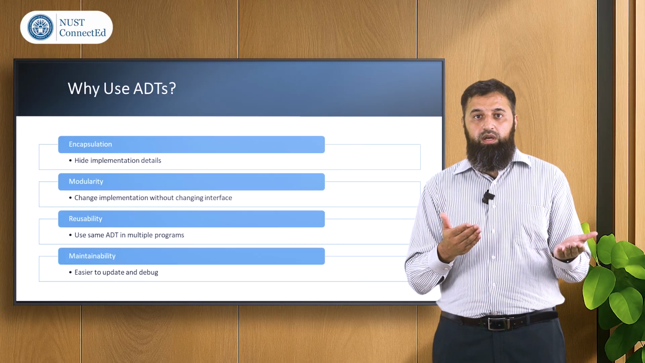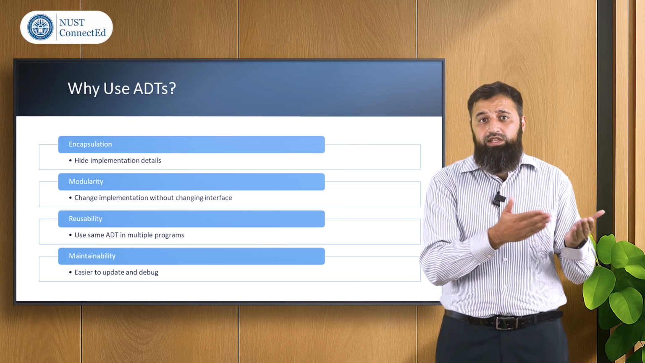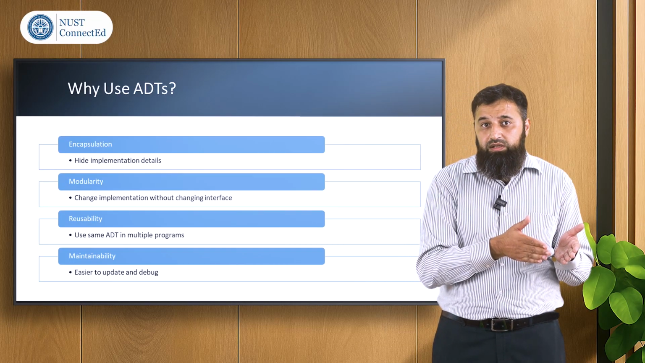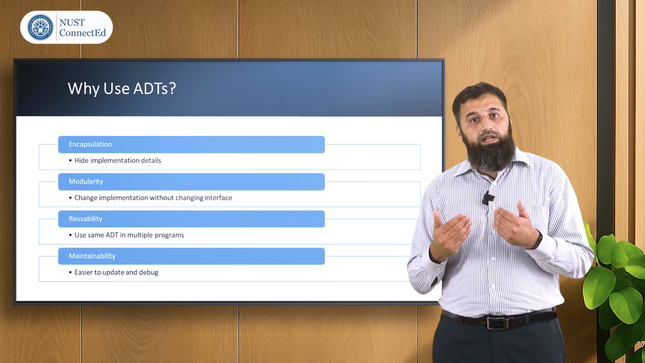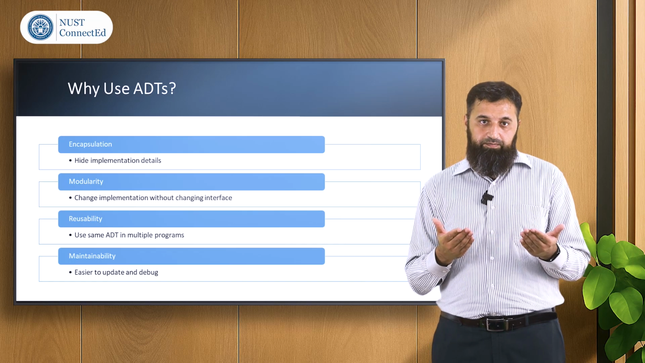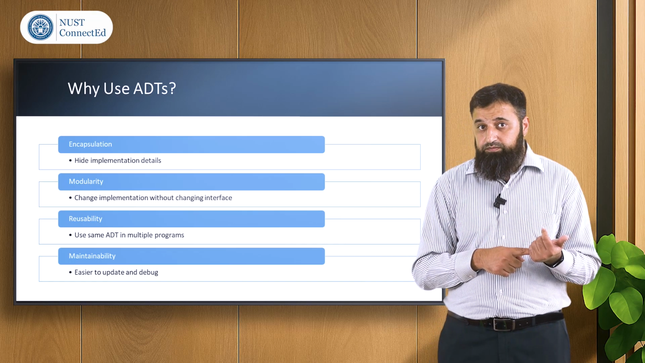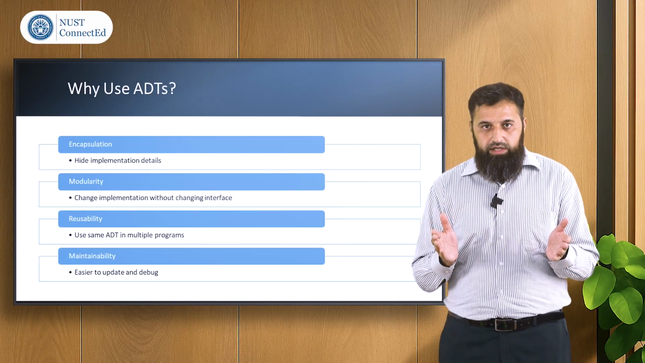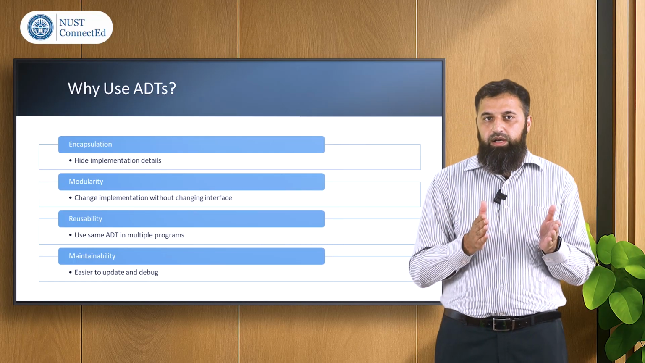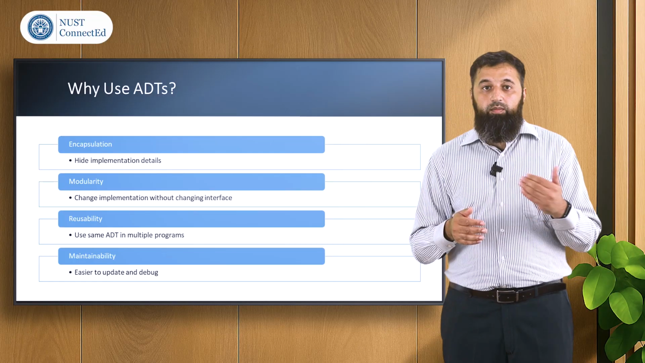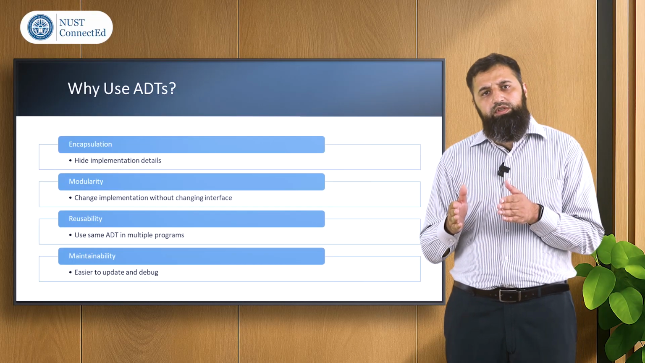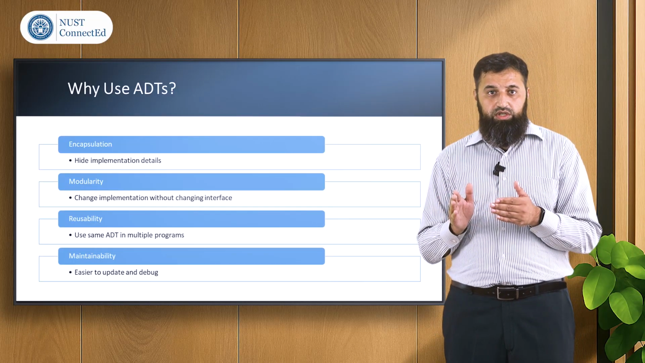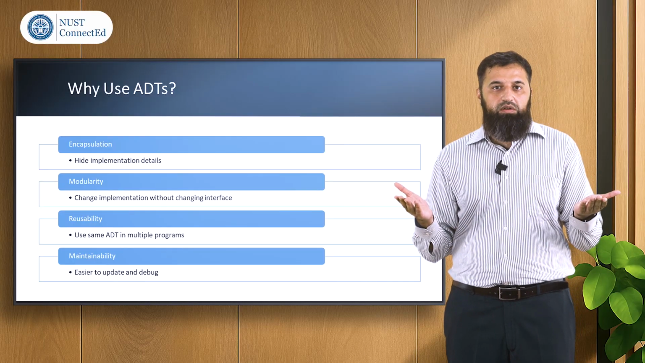Why should we use ADTs? You might wonder. Why bother separating interface and implementation? Why not just write everything in one place? Well, ADTs give us several key benefits. They are easier to understand. You focus on what the structure does, not how it does it. That means simpler, cleaner thinking. They are more reusable. You can use the same ADT concept in multiple programs or situations. Need a stack? Just implement one.